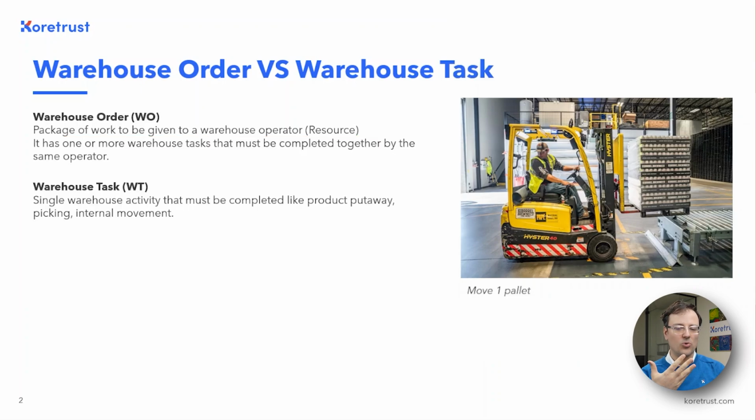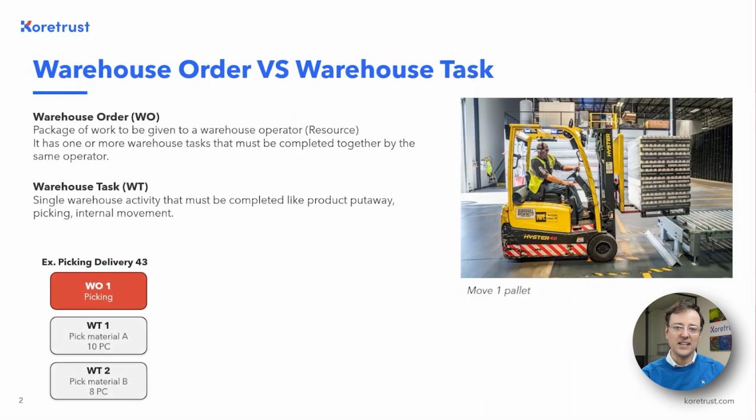On the other hand, the warehouse task is the single warehouse activity that must be completed, like, for example, the product putaway, the pick, or an internal movement. So this is the single activity that must be completed, but it doesn't mean that it will be done on its own. It really depends how the warehouse tasks and warehouse orders are created in the system. It could be that I have one task only assigned to one warehouse order, so one warehouse order, one warehouse task. But it also could be that I have multiple warehouse tasks assigned to a single warehouse order. Let's have a look at a few examples together.